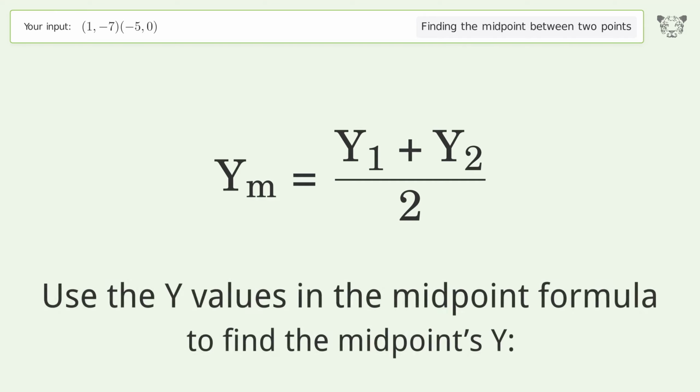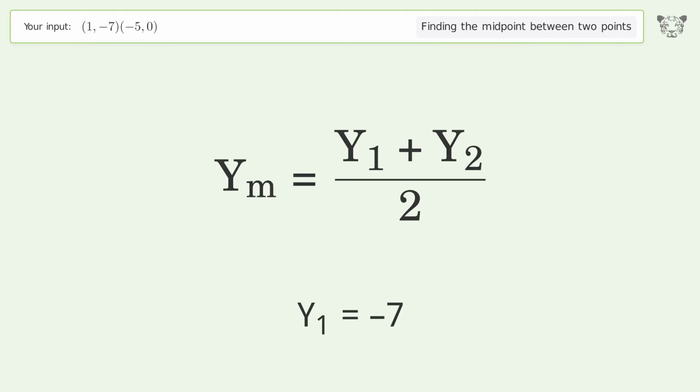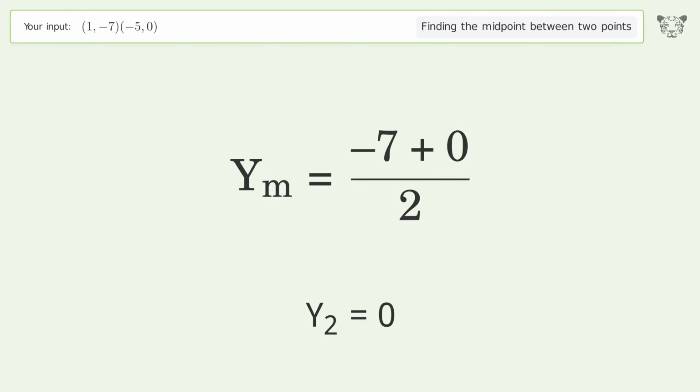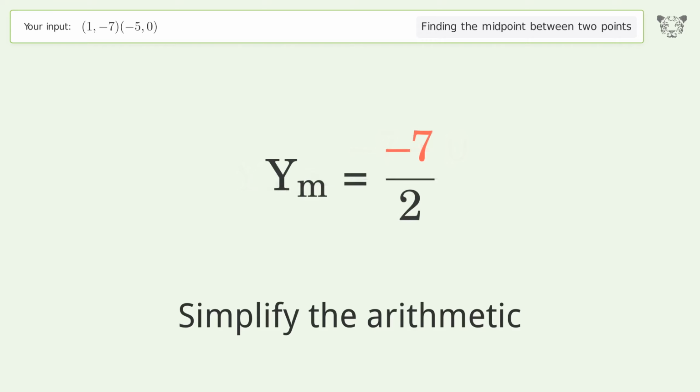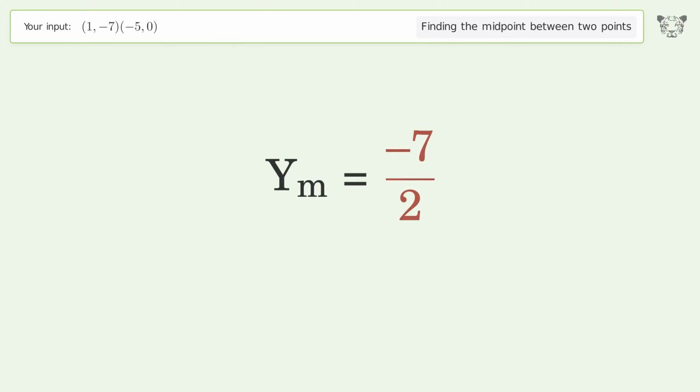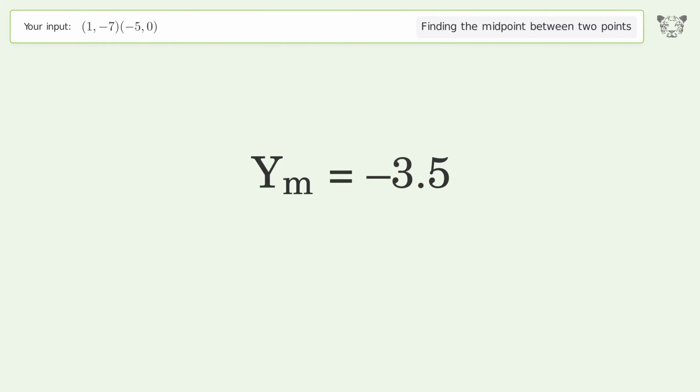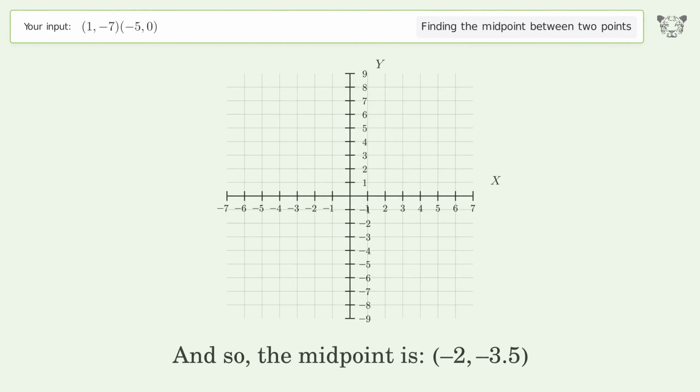Use the y values in the midpoint formula to find the midpoint's y. y1 equals -7. y2 equals 0. Simplify the arithmetic. And so, the midpoint is -2, -3.5.